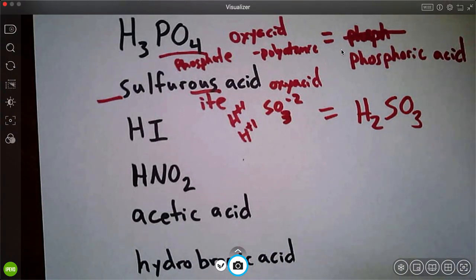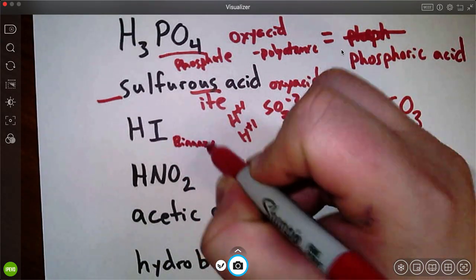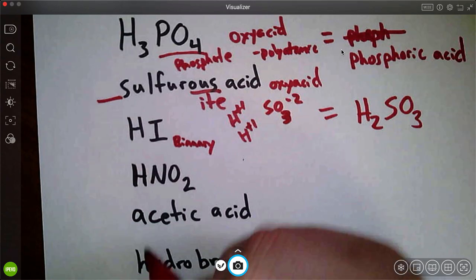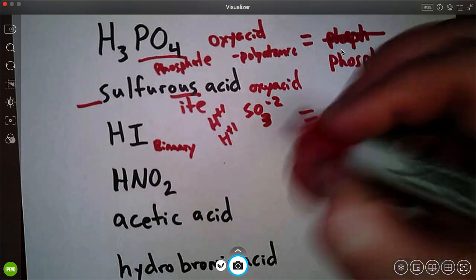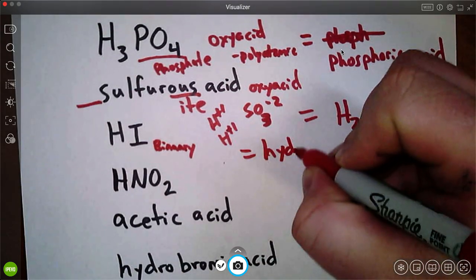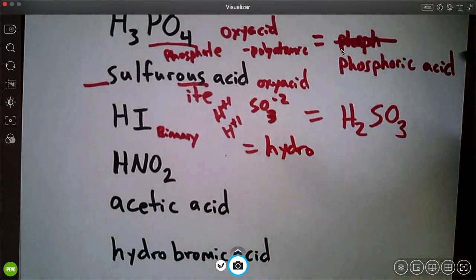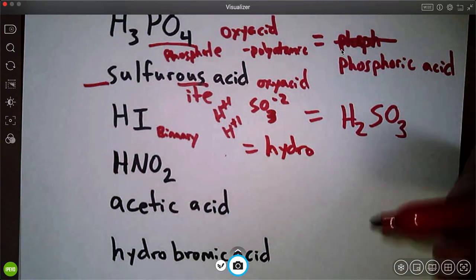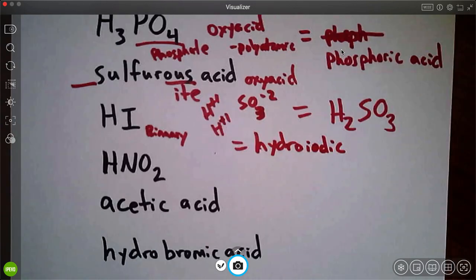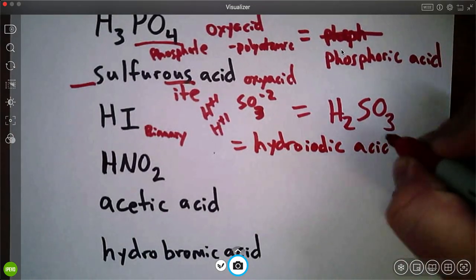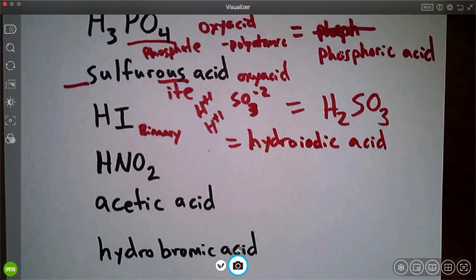Okay. Next one, HI. It's an acid. Okay, we're going to name it here. This is binary. It is a hydrogen with an element. Okay, so since it's binary, we're naming it after that element, and we're putting hydro in front of it. So we're going to start with hydro, because it's binary. Then we're going to figure out what element it is. That is iodine. Change the ending of iodine to ic. So iodic, hydroiodic acid. Answer is hydroiodic acid. Okay?